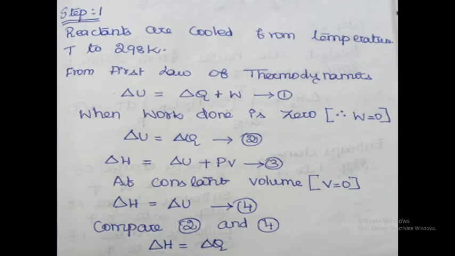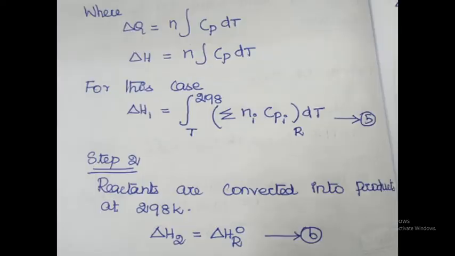At constant volume, delta V is equal to 0. For this case, the enthalpy change is equal to the internal energy change. That is, delta H is equal to delta U. That is equation number 4. Compare equations 2 and 4. Delta H is equal to delta Q. That is, the enthalpy change is equal to the heat transfer, where delta Q is equal to N into the integration of Cp into dT. This is the general expression.